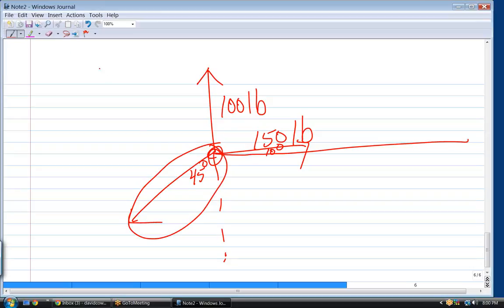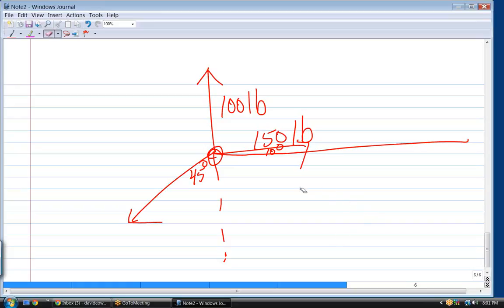So the question is, what is the force that this guy must be applying to it? And the answer is you break each vector up, all 3 of these vectors, into their x and y components. You add all of the x components together, you add all of the y components together, and you get a resultant vector.